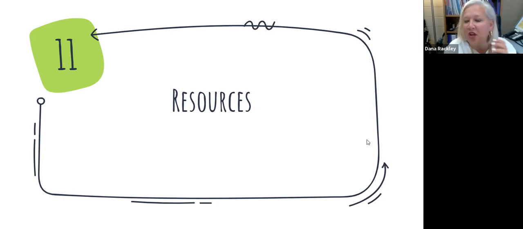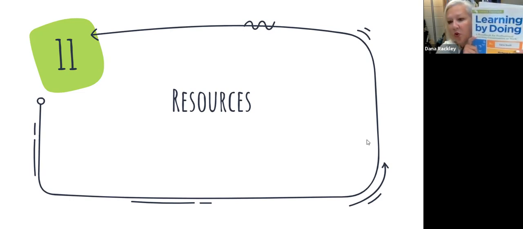So you've heard a lot of resources, and we'll review those resources. If you need to jot those down, I'm hoping a lot of your buildings and districts already have Learning by Doing from Solution Tree.